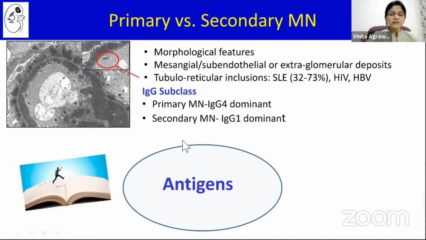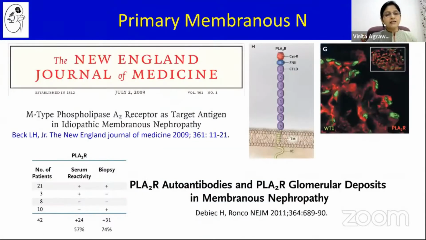which is based on the clinical parameters and the morphological features, on light microscopy, immunofluorescence, and also on electron microscopy. However, in recent years, there has been a major leap with the discovery of a lot of antigens in membranous nephropathy. And this journey began somewhere in 2009, where phospholipase A2 receptor was identified as a target antigen in idiopathic membranous nephropathy.